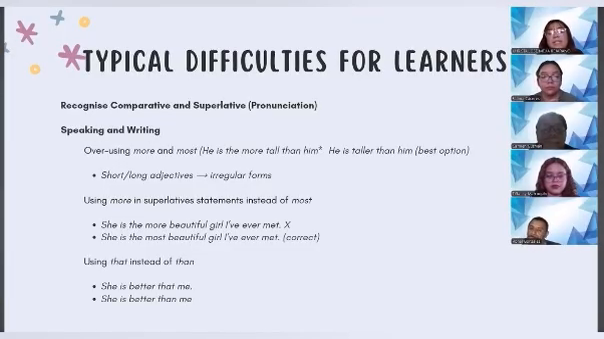And using that instead of than. Sometimes when we hear it, we can get confused a lot. And we think that we're saying that, but that's incorrect. We always say that something is better, something is nicer than something else.